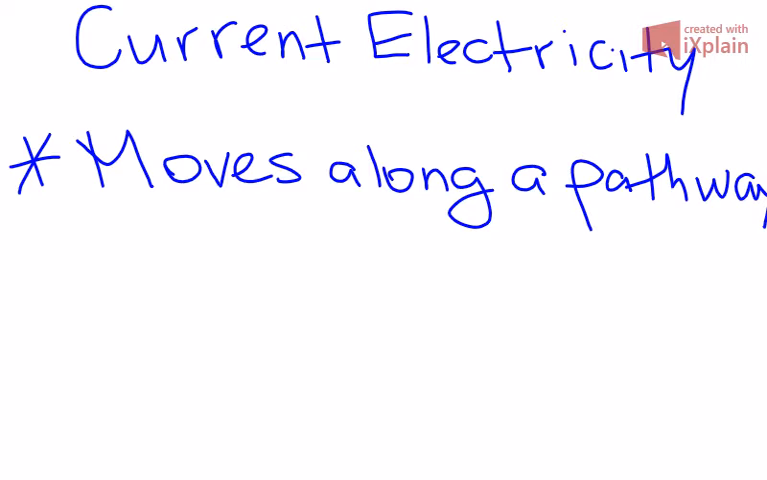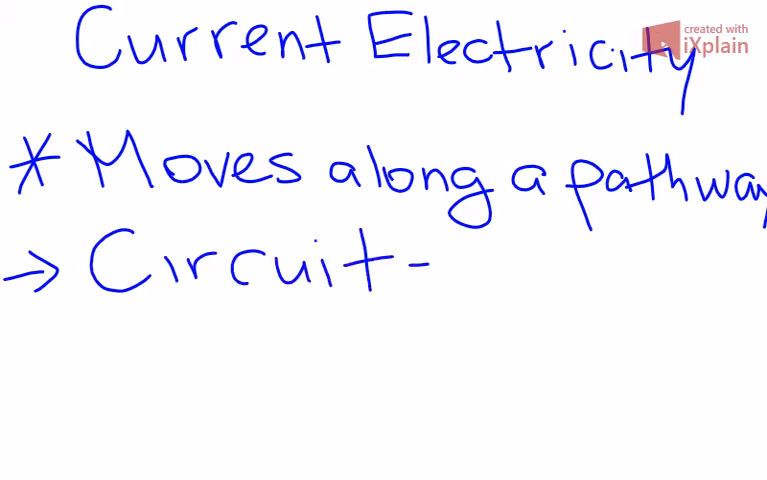And current electricity is really the way that we power the majority of our lives. Your cell phones, computer, this tablet that I'm working on, everything that you turn on using a power source is using current electricity. So current electricity moves along a pathway, and that pathway is called a circuit. Okay, and every circuit has four basic components.